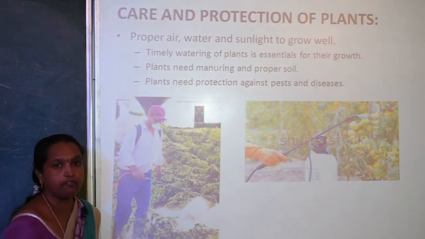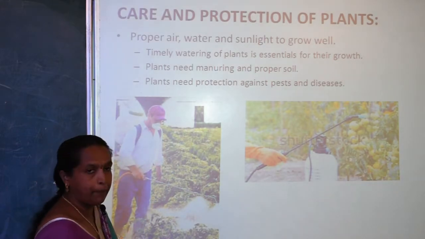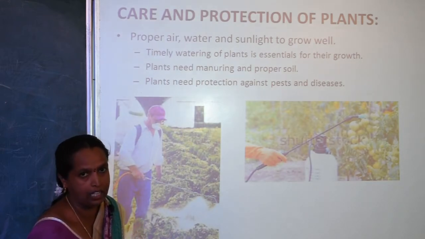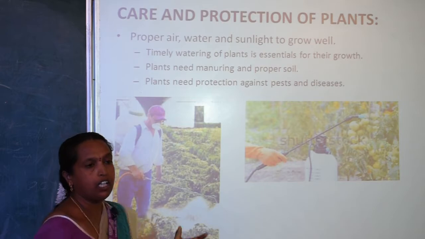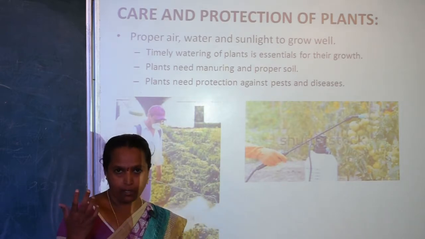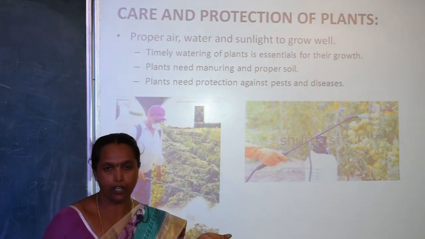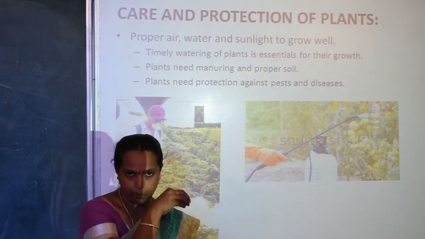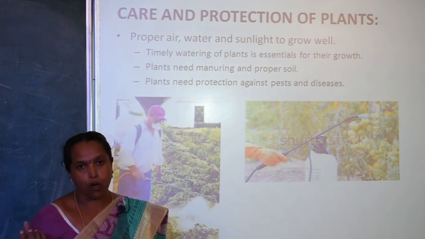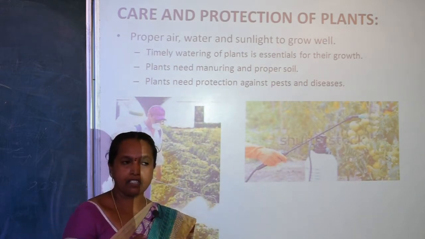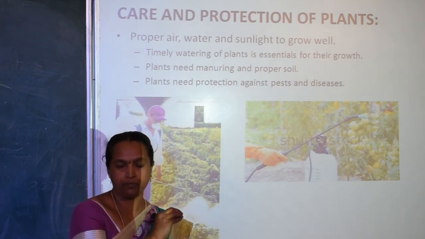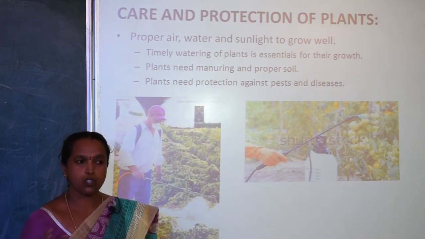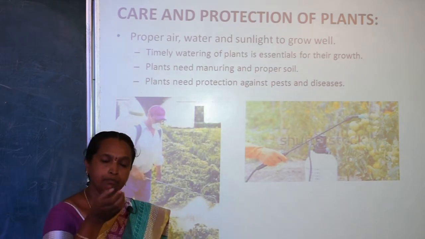Care and protection of plants. Proper air, water, sunlight, everything helps them grow well. To grow well only we are giving these, isn't it? If you take a pot A and a pot B, what will happen? If you plant a seed in pot A and a seed in pot B, and you pour water for pot A, you don't pour water for pot B, so what will happen later on?